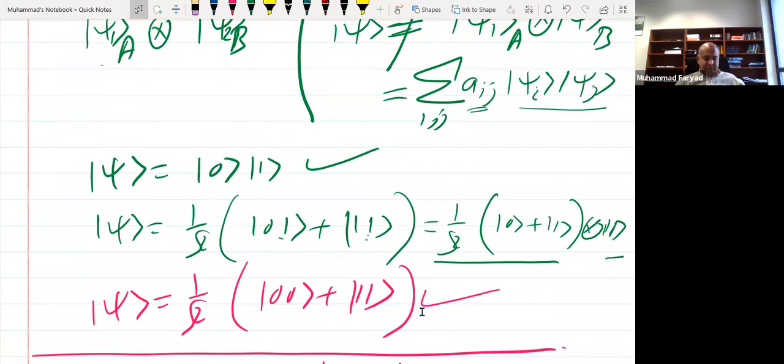So after this, it is written in the form of a tensor product, so this means this is an independent state. Yeah, the states of 2 qubits are independent of each other.